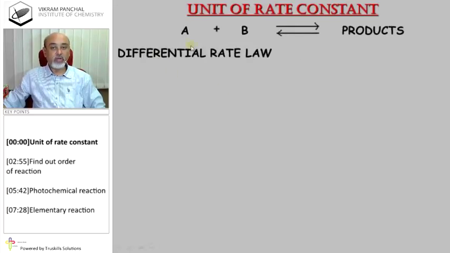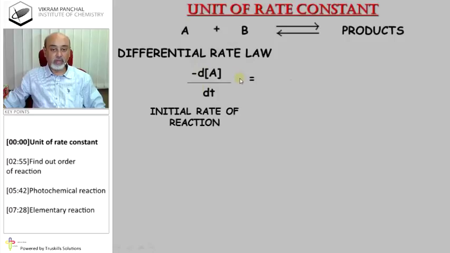Now the differential rate law for this reaction will be minus dA by dt, which is the initial rate of reaction, is equal to K concentration of A raised to small a, concentration of B raised to small b, where K is the rate constant, concentration of A means initial concentration of A, concentration of B, initial concentration of B, small a the order of reaction of A, small b the order of reaction of B.